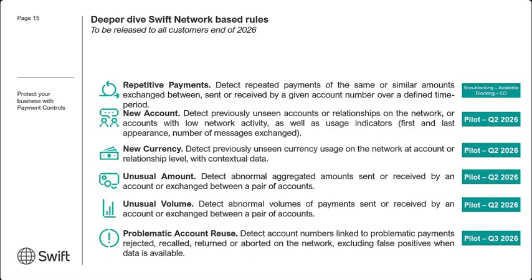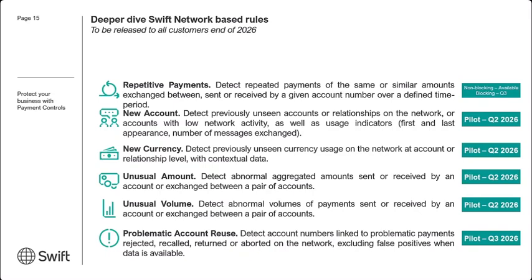Okay. Now, let's talk a little bit about what the network-based rules actually do then. So network-based rules are designed to surface patterns that become visible only when you step back and look at how accounts behave globally. So some of the key rule types that are part of the network-based layer, as I mentioned, we're already live with repetitive payments now. Now, honestly, it does what it says on the tin. It detects repeated payments of the same or similar amounts involving the same account. And that's at network level. You also have the option to actually look at the institution level for each of these as well.